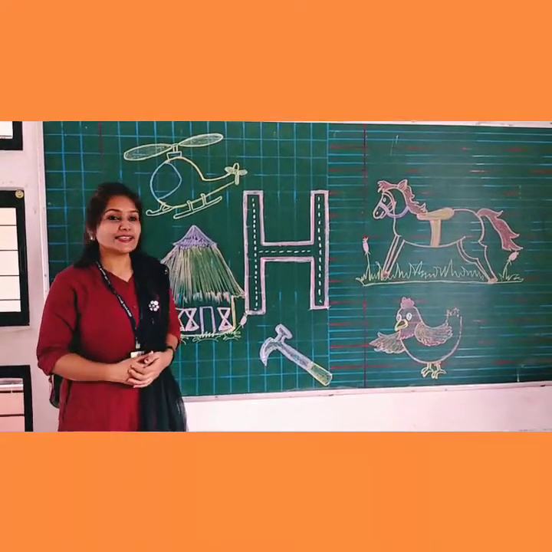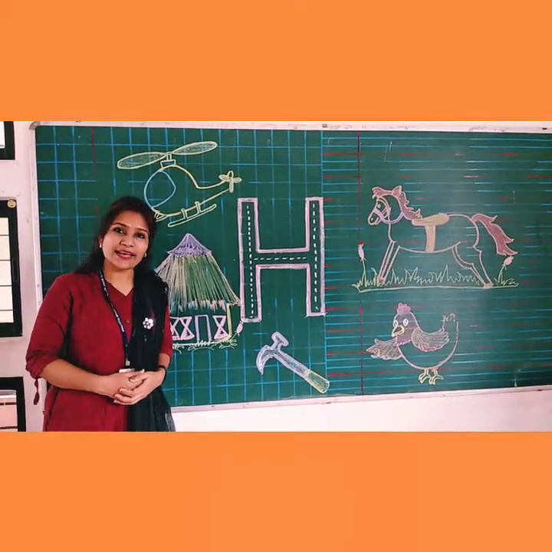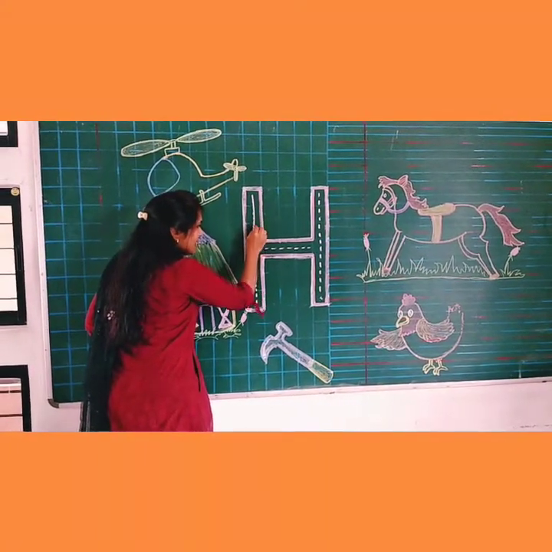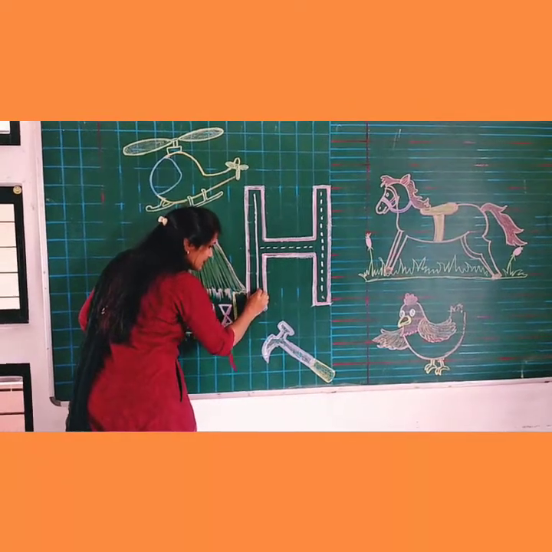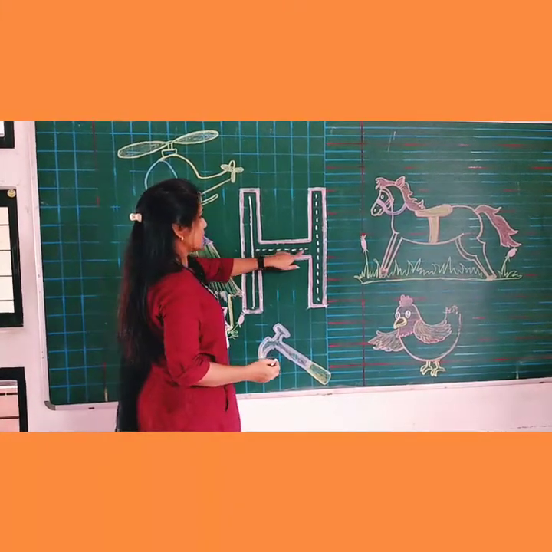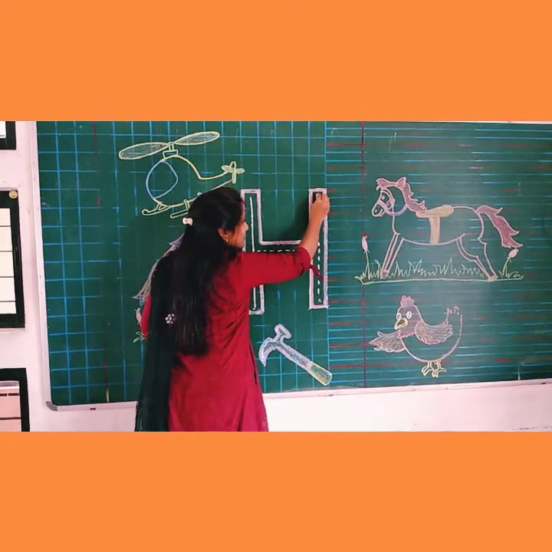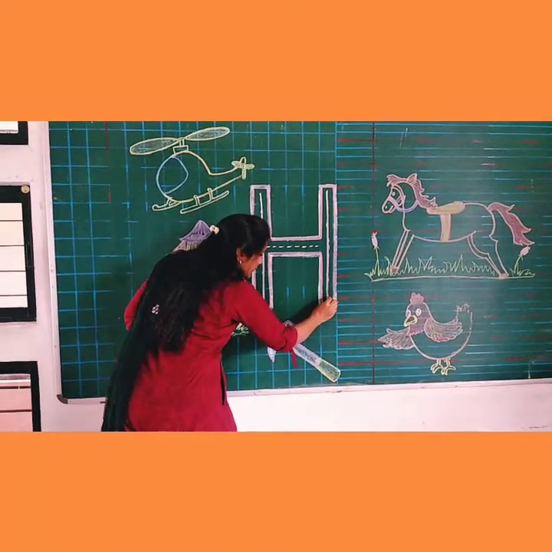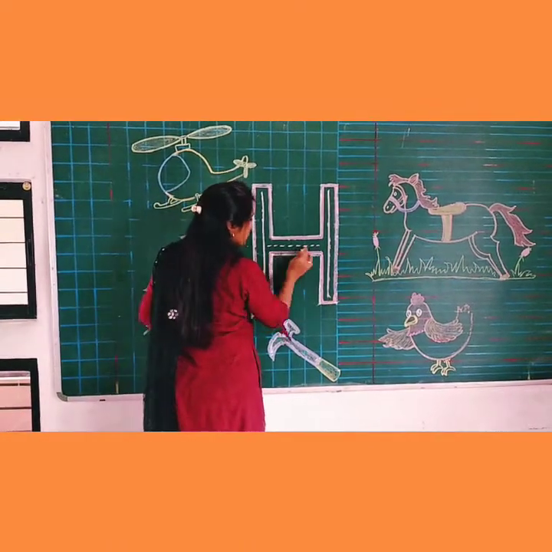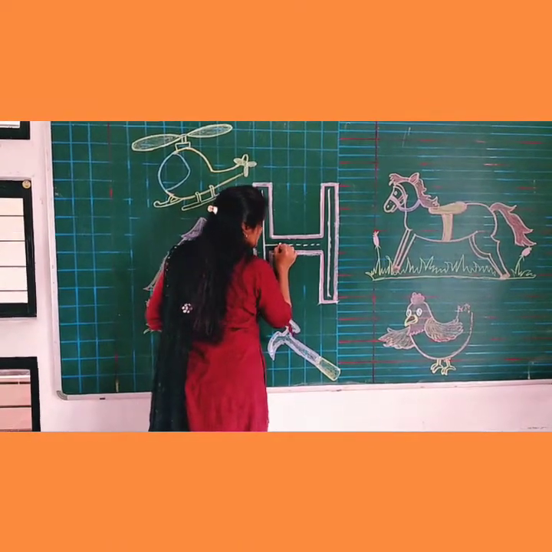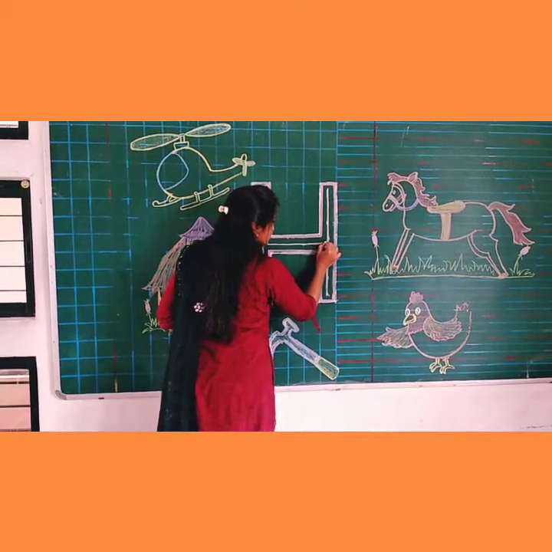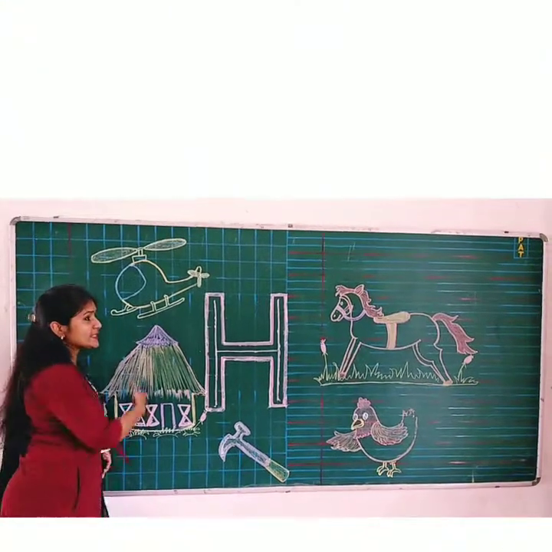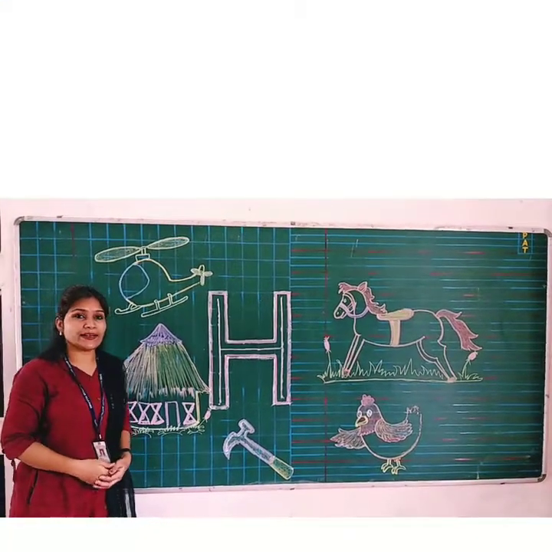So children, let's see how to write capital letter H. First, standing line. Leave some space and another standing line. Okay, then in between, sleeping line. Capital letter H.